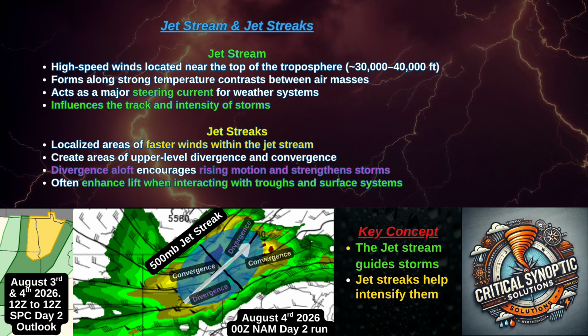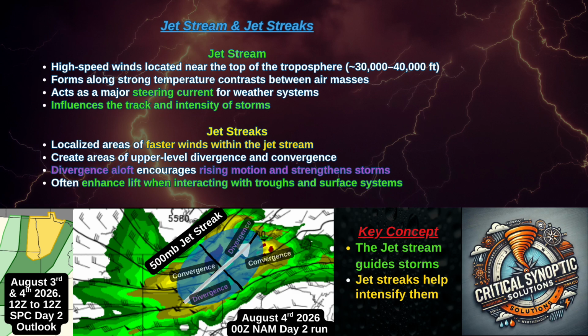Think of driving on the interstate. Traffic might already be moving fast, but every now and then there's a stretch where cars are moving even faster. That's basically what a jet streak is. These faster sections can help air spread apart high in the atmosphere. When that happens, air from below rises to replace it. And remember what we have already learned. Rising air helps clouds grow and storms become stronger.